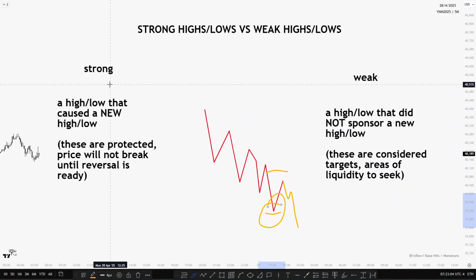So your strong lows and strong highs are what you look for price to hold, protect, and continue in a given direction. Weak highs and weak lows are more of targets and areas of liquidity for price to continue in its given direction, moving into that liquidity as it goes.